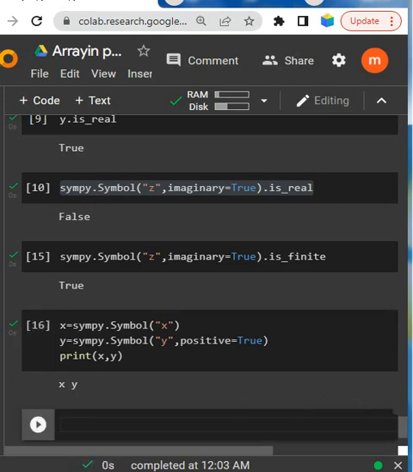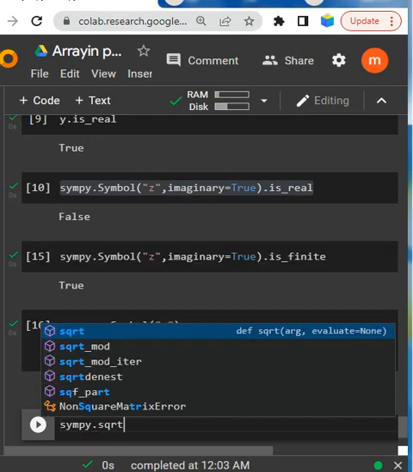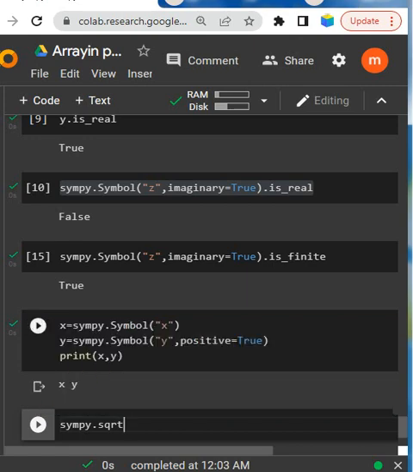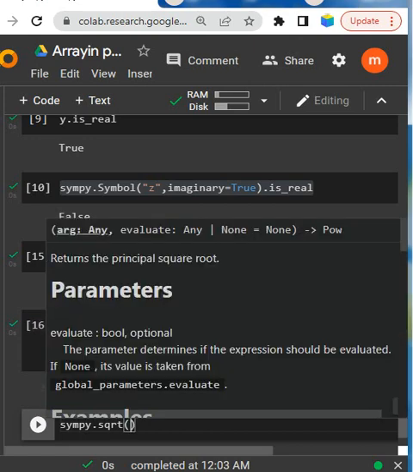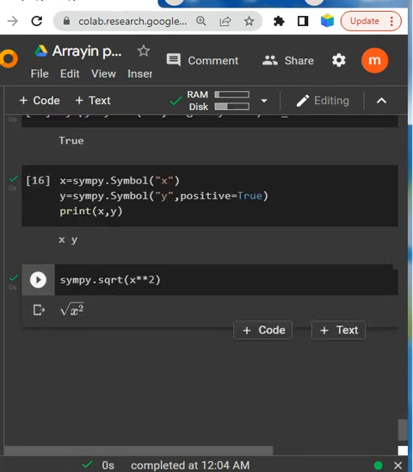But if I write here symbols, you can write sympy.sqrt, sqrt means square root, and start brackets, parenthesis, and I am going to write here double star 2. So let's see the square root, and it has been printed like a square root.